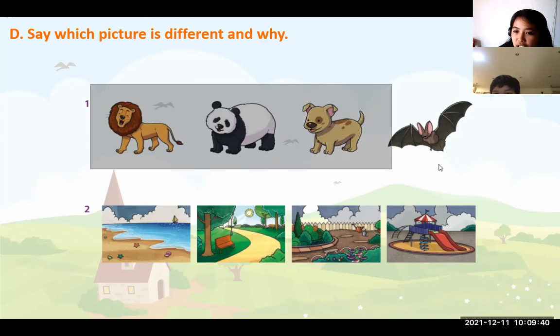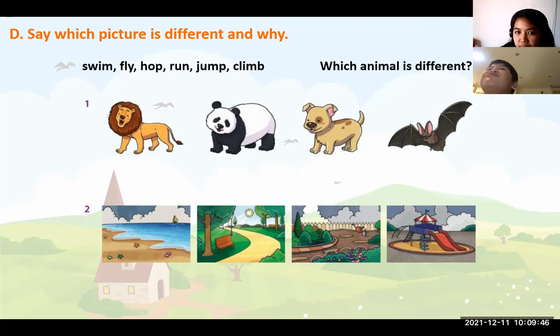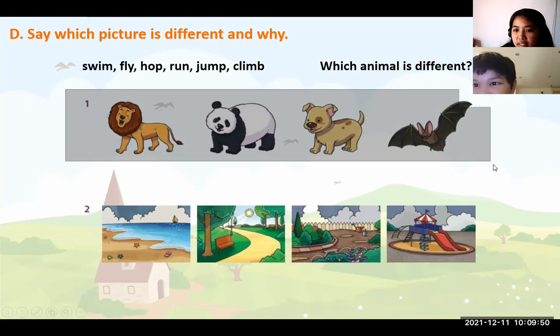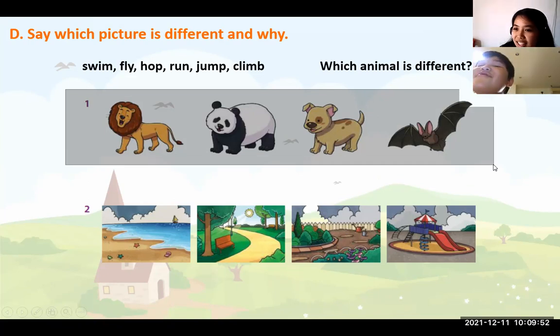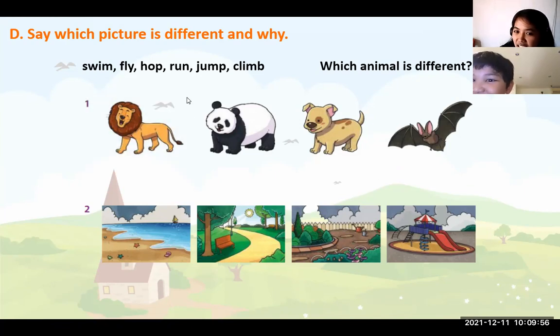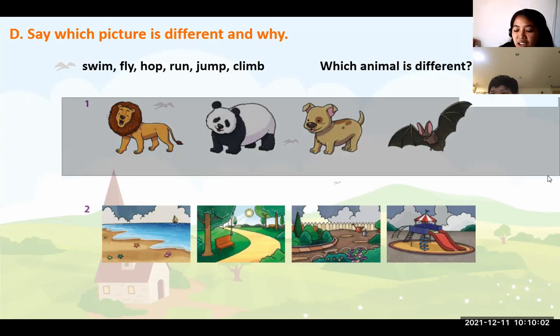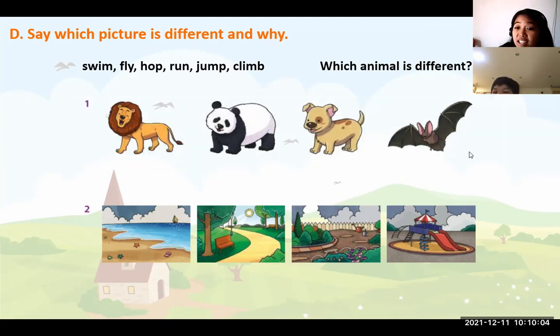So which picture is different? Which animal is different? What do you think? Is it a lion, a panda, a dog, or a bat? A bat is different. A bat is different by two things. Yes, why is the bat different?